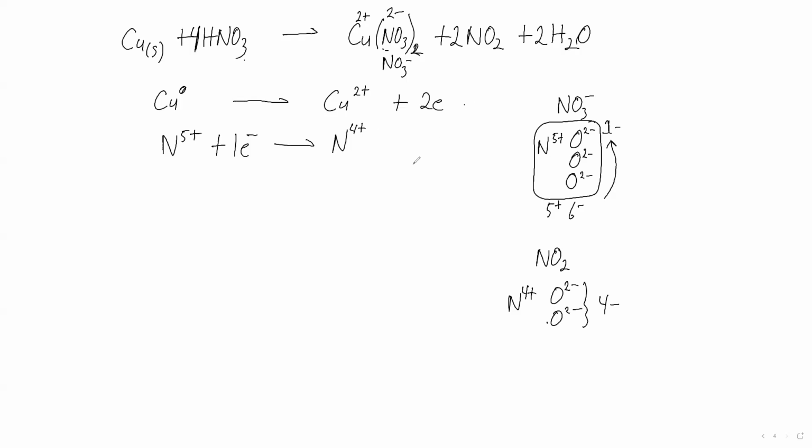And this is our redox pair. Copper was oxidized, nitrogen was reduced. But there's two nitrogens because we formed two NO2s. So a second nitrogen went to N4+ as well. For a total of 2 electrons taken up, 2 electrons released.